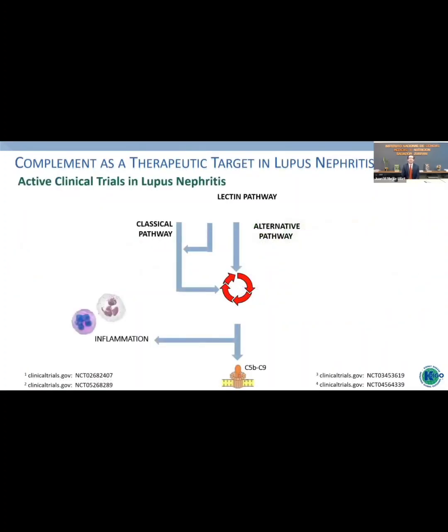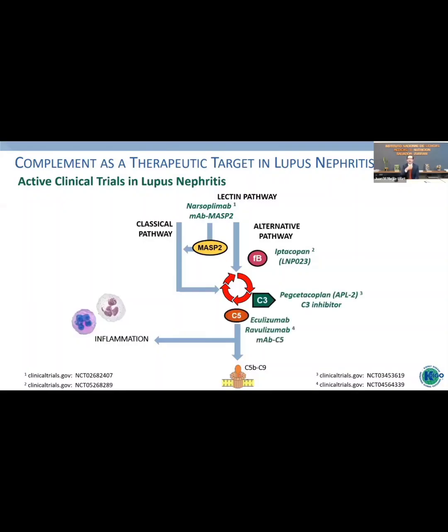So what's active right now in the study, in what clinical trials we have in lupus nephritis right now? There are 4 clinical trials. The first one is narsoplimab, an inhibitor of MASP2 protein in the lectin pathway. Iptacopan, that's an inhibitor of factor B in the alternative pathway. We have pegcetacoplan that inhibits complement C3 protein, and we have ravulizumab that inhibits C5 just as eculizumab does.